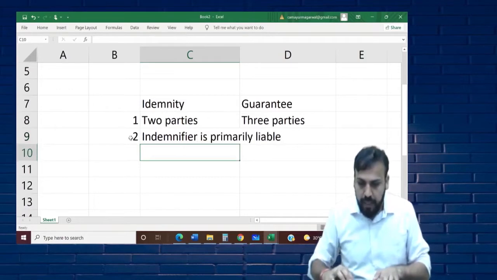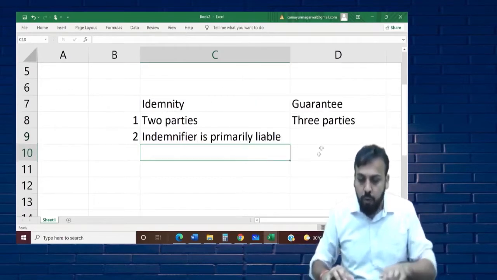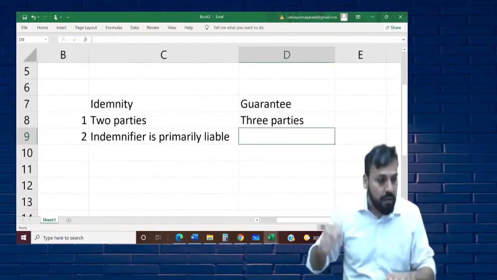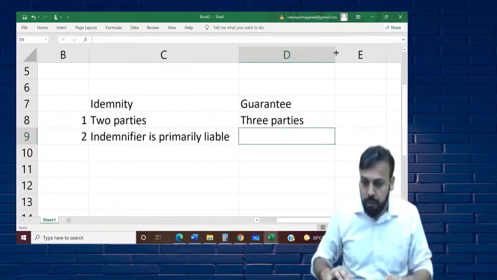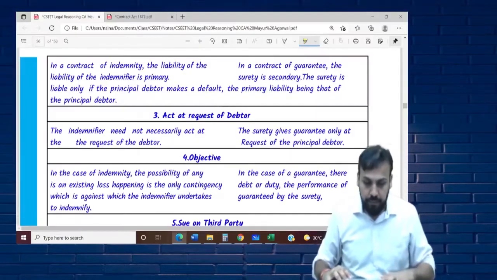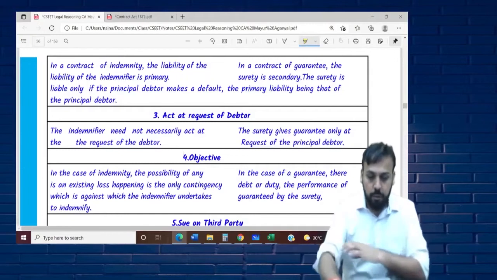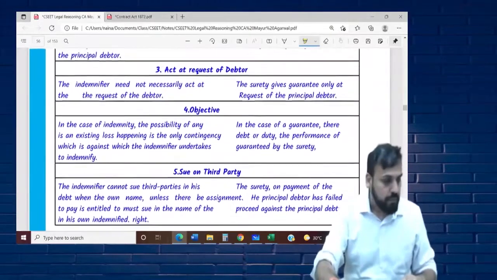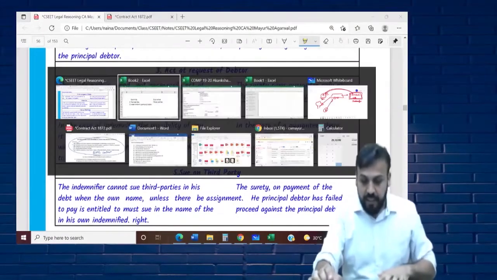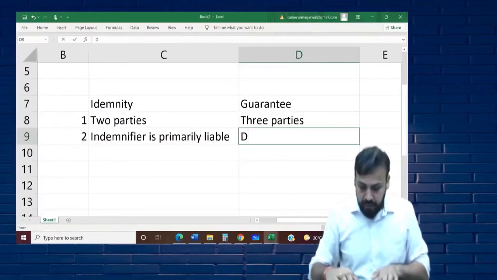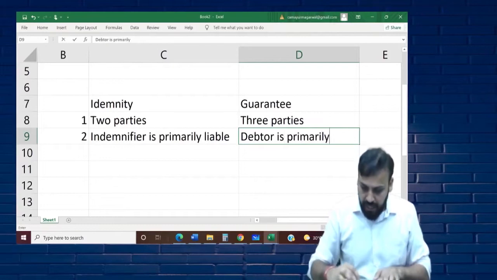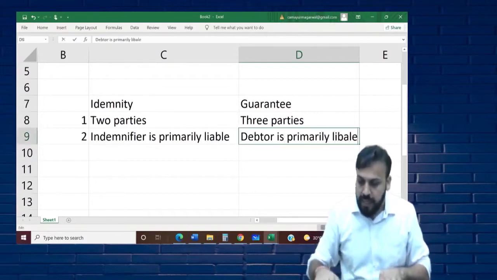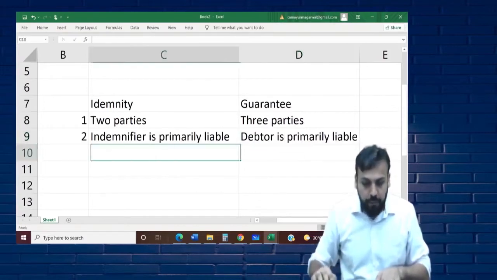But in a guarantee contract, who is primarily liable? Surety or debtor? Who is first liable? Yes, it is the debtor. The debtor is primarily liable. And now if the debtor does not pay, then you can recover money from the surety.